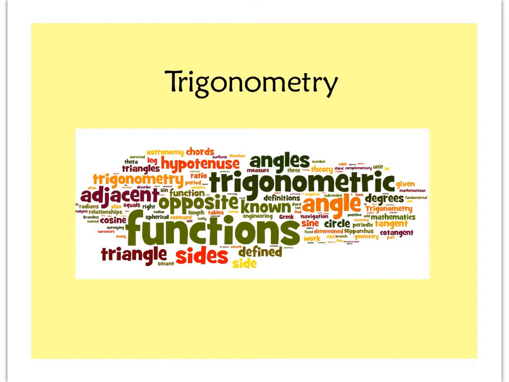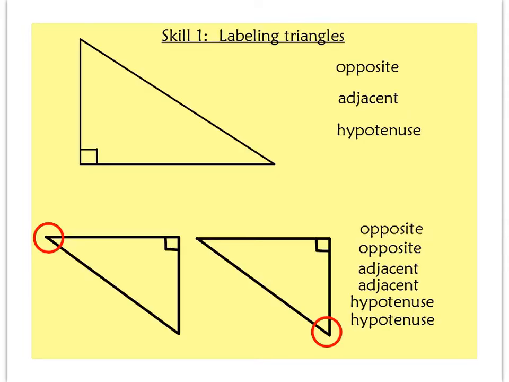So let's dive into trig functions. First thing we need to be able to do is to label triangles. Now, if you've noticed, I've got a lot of things here: opposite, adjacent, hypotenuse. All of those refer to an angle we're given. Now, the hypotenuse never changes. Hypotenuse always refers to that side across from the right angle. Always. Doesn't matter where the triangle's turned.